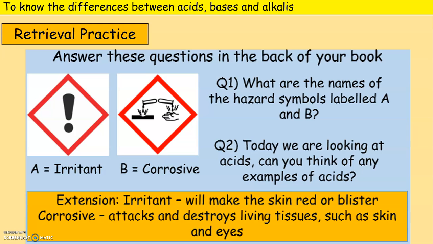It pretty much means it can make your skin red or blister, and corrosive means it can attack and destroy living tissues, such as skin and eyes. So both of these are things you do not want to experience. Trust me, it is so important, like we talked about in our last lesson, to follow the lab safety rules and guidelines. Now, you can pause the video to mark your work, and if you're done, press play to continue.